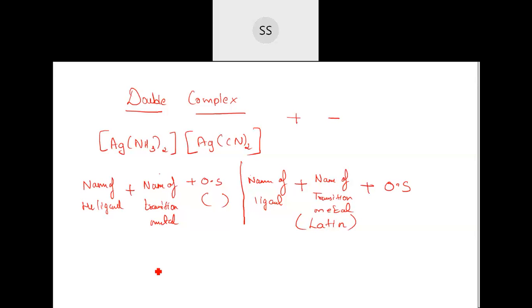So you have 2 NH3 groups, so it should be diammine. So the name will be diammine, in small letters again. And then after that we have the common name, the normal name of the transition metal, that is silver. Then you have to write the oxidation state of that, and you know silver's oxidation state is 1. So you can normally write 1, because the common oxidation state for silver is only 1. So I have written 1 here.